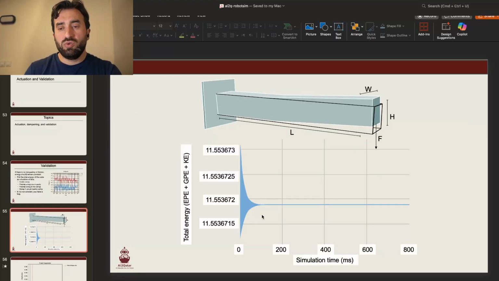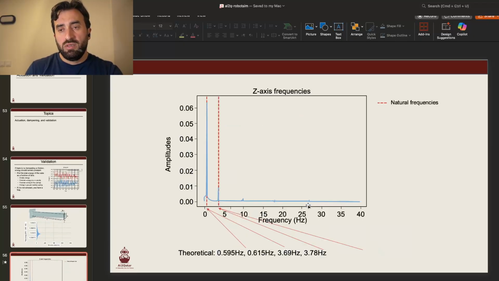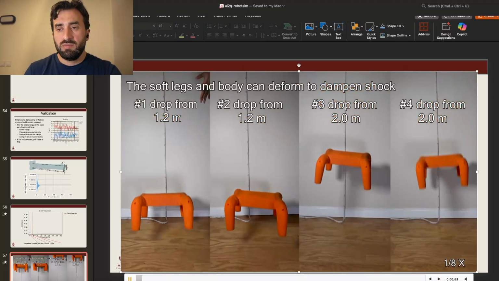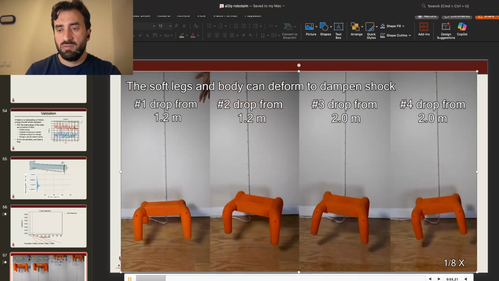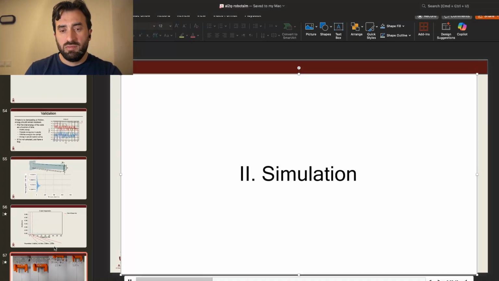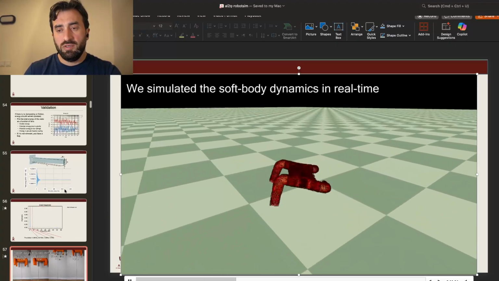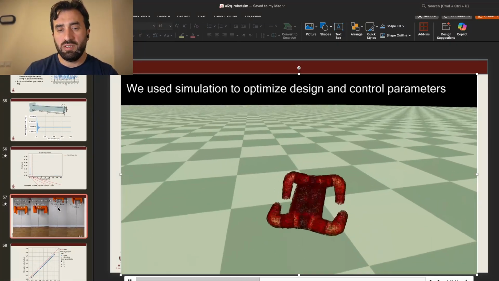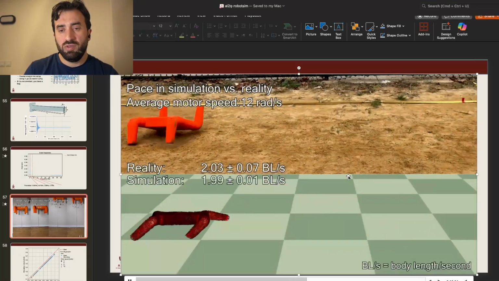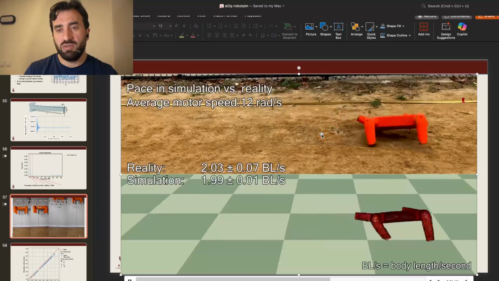Here's another example that shows the energy level. Same here, showing soft body robots released from different heights. Showing the same robot in the simulation, and also showing simulation versus real environment.